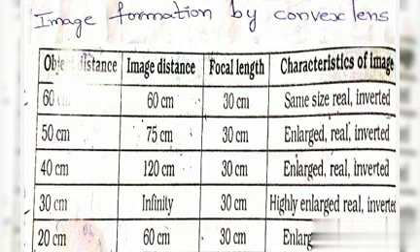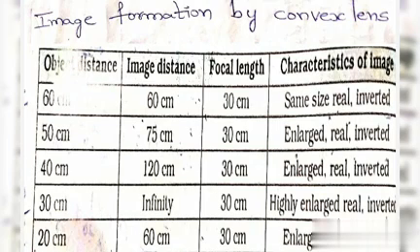Now place the candle at a distance of 60 centimeters from the lens. Try to get the image of the candle flame on the other side on the screen, and adjust the screen till you get the clear image. Then measure the image distance. How can you measure the image distance? The distance between the candle and screen is called image distance.